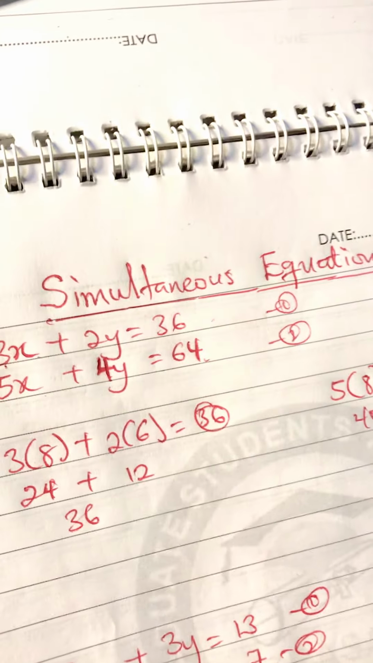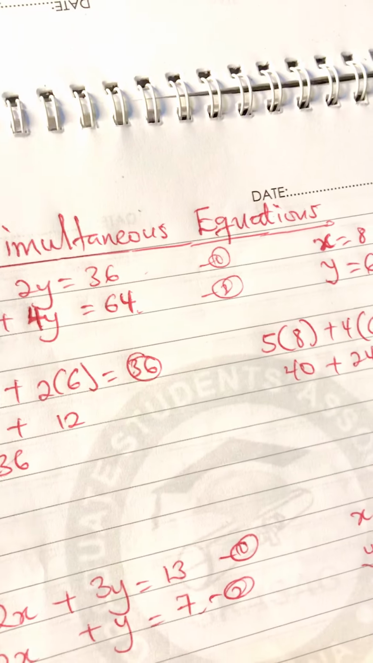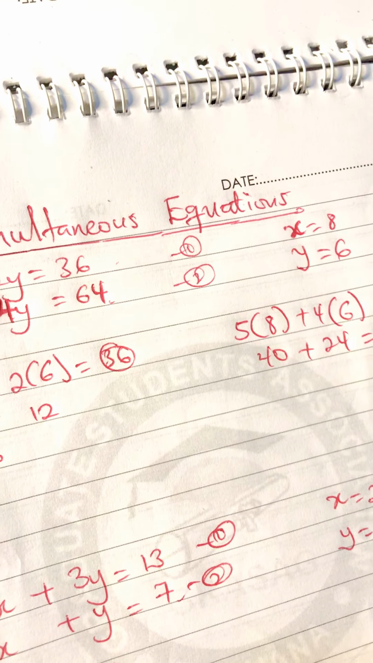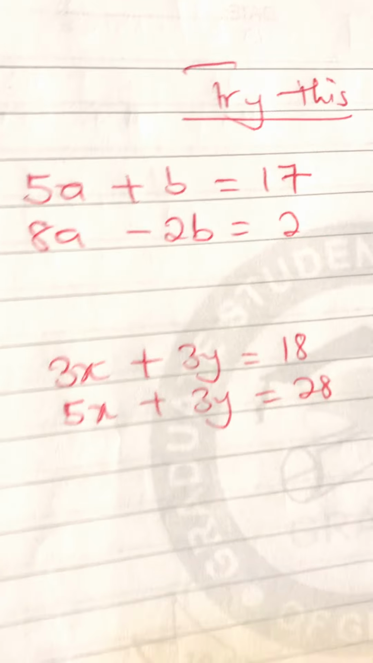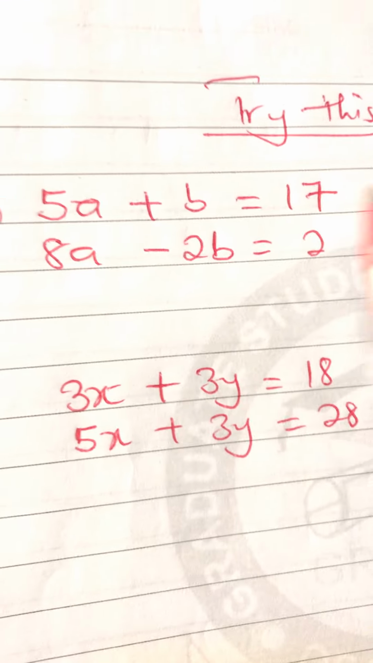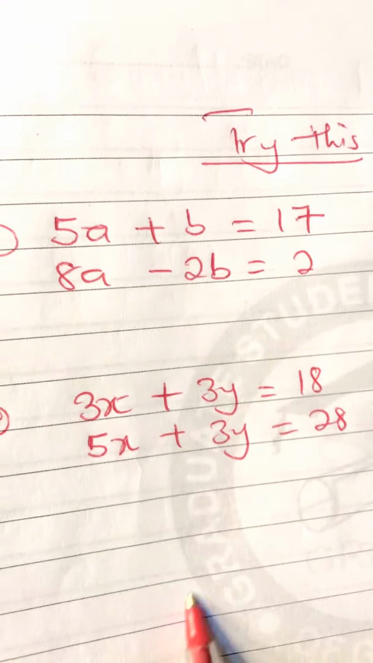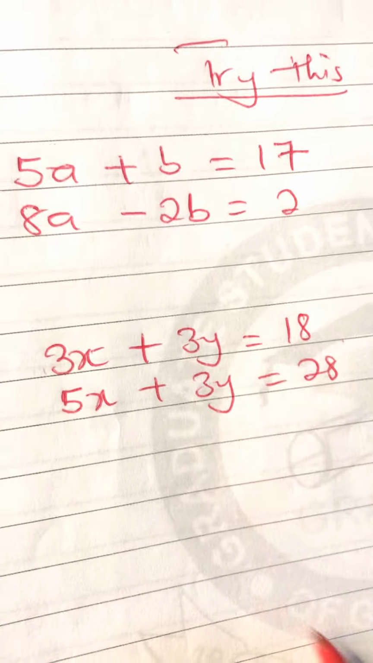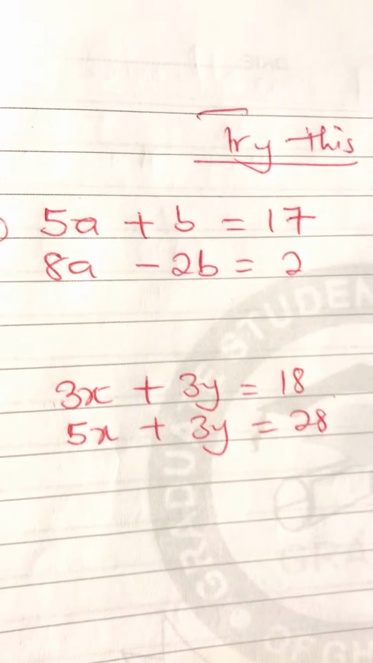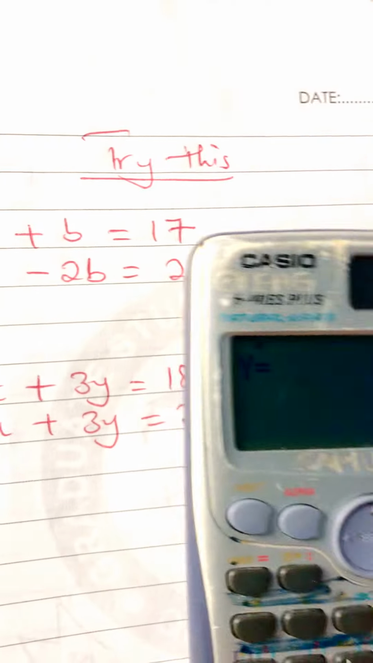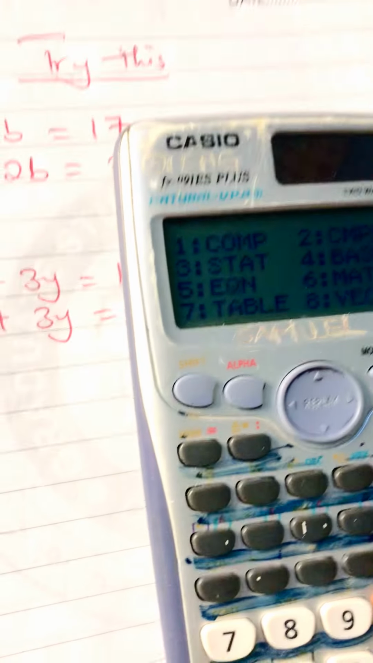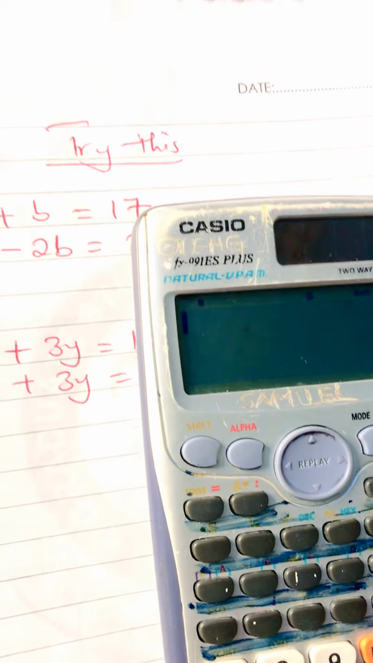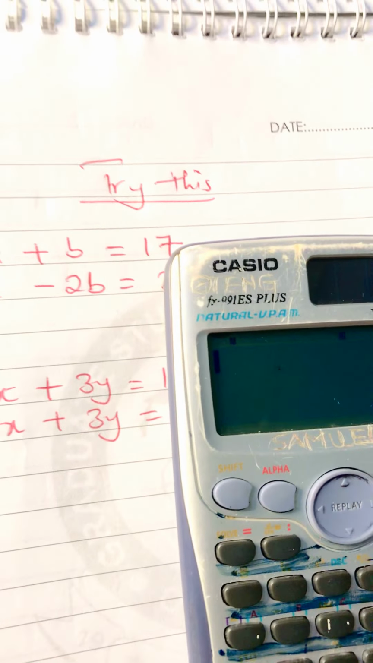Now I'll leave you to answer this. So you now use your calculators and find the values of A and B in the first question, and the values for x and y in the second question, using your calculator. So you know what to do. When you finish, just go to mode and press on 1 to take you to the normal mode position.